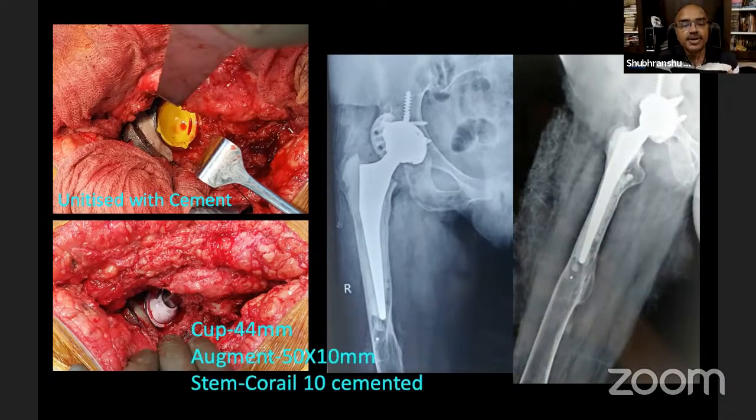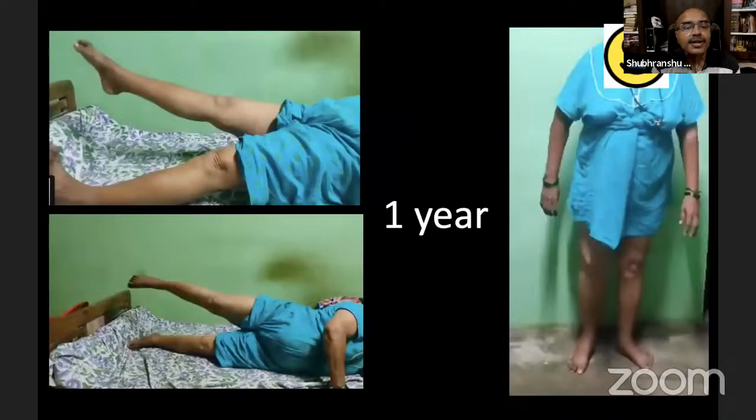So cup size was 44, augment was 50 into 10 millimeter, and a Coral cemented stem we used. Because we tried to use an uncemented stem, even 11 size Coral broach was loose, rotationally it was unstable, and also the vertical offset was very high. So in order to adjust the vertical offset and give the rotational stability, we preferred a cemented stem on the table itself. And that is 1 year follow-up.